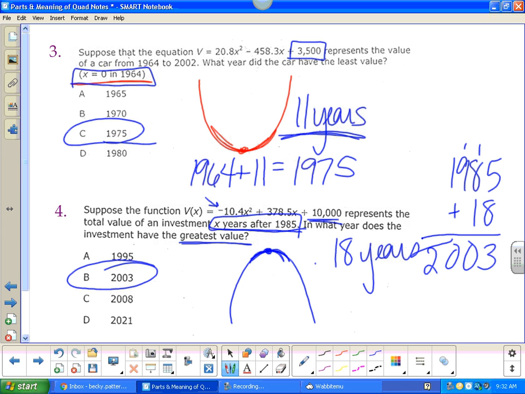So again, I'm just using my table to find, on number 3, where it bottomed out, where my car had the least value, and the parabola opened up, so that makes sense. And number 4, the parabola opens down. I wanted to find when it had the greatest value.